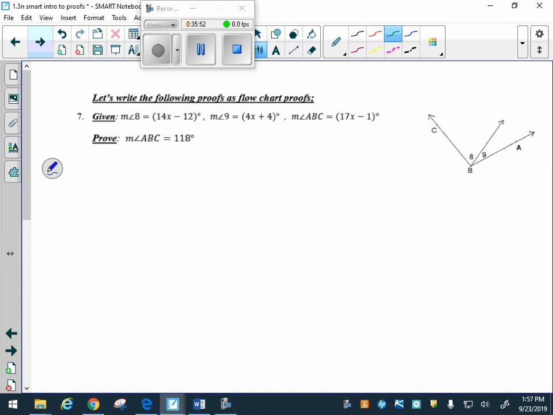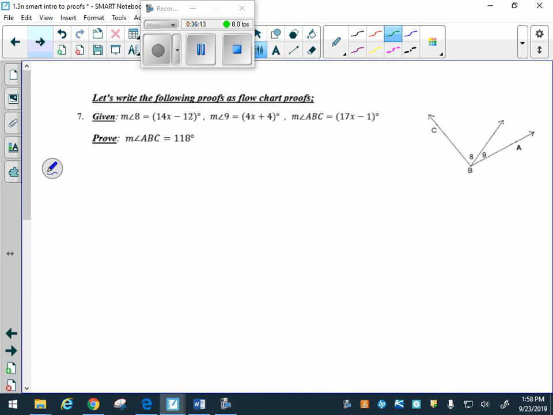Okay, here I don't give you the boxes, but I ask you to write it as a flowchart proof. So you have to make your own boxes. I don't recommend drawing boxes first. I recommend writing the statements first and then putting the box around the statement. Otherwise, you're making a box, then you're trying to squeeze in.